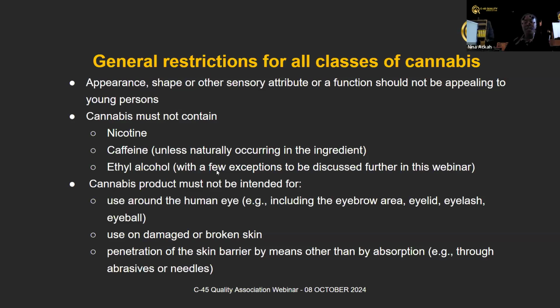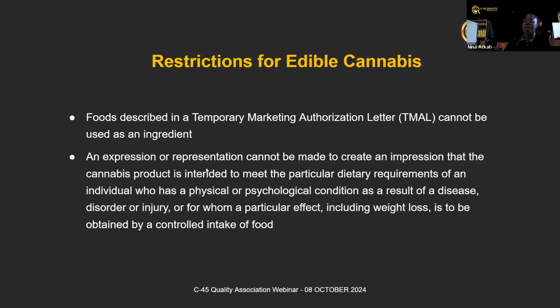So for cannabis products, the usage is also restricted. And I always say that the biggest concern for Health Canada is the protection of public health. So all these regulations and restrictions are geared towards protecting the health of the public, making sure that consumers are not adversely affected when it comes to the usage or consumption of any cannabis product. In general, all cannabis products must not be intended for use around the eye, so nowhere near the eyelid, eyeball, eyebrows, eyelash, etc. Cannabis products also cannot be used on broken or damaged skin, and cannot be used in a way that penetrates the skin barrier, so through injections, intravenous infusion, abrasives, etc. Those are restrictions on how cannabis can be used.